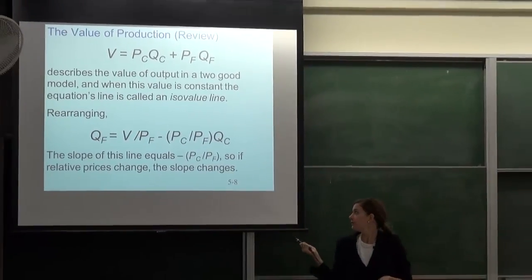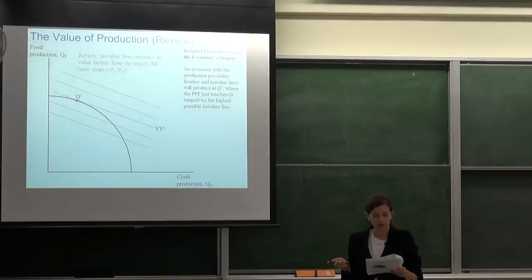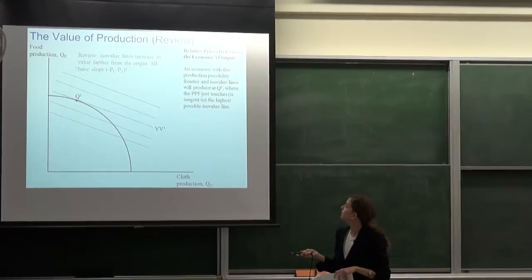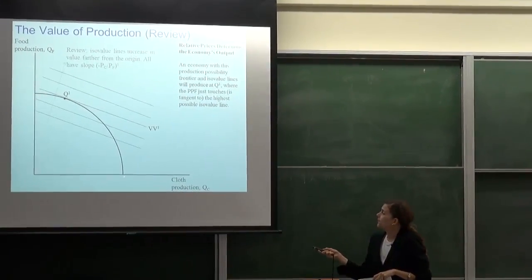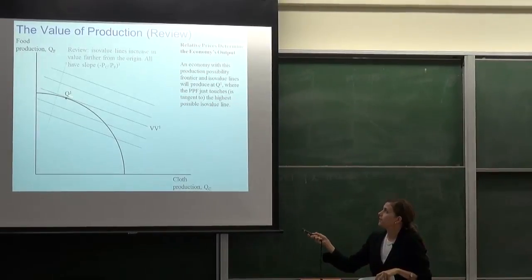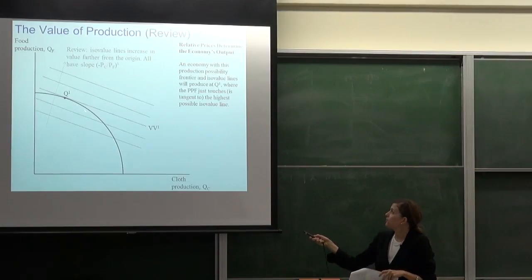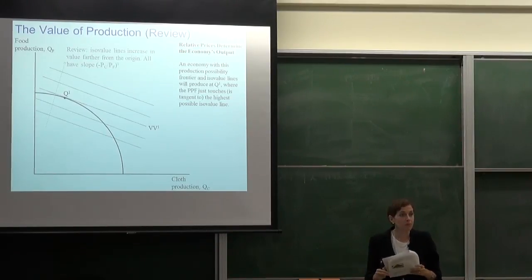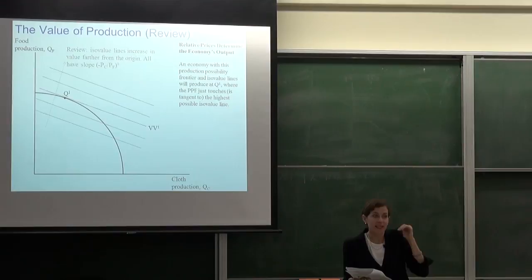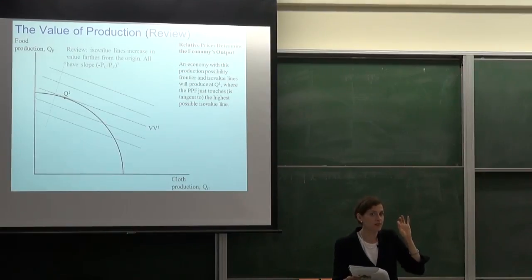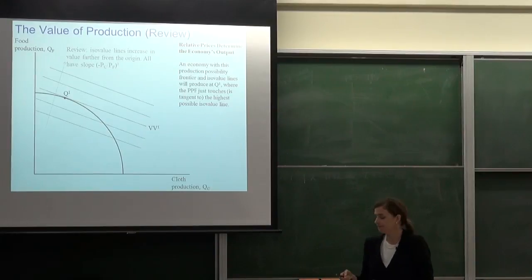And again, as review, let me show you a picture. So that's an equation. Here's a picture. All right, so here's our economy's production possibility frontier using its inputs. This is what it can produce. Where will it produce? Well, it'll produce right here at that point Q1. Why? Because that's the point that is just tangent to, or just barely touches, the highest possible ISO value line.